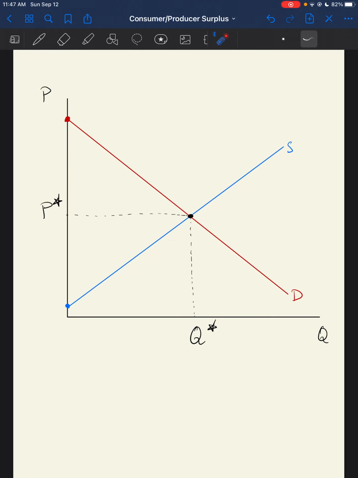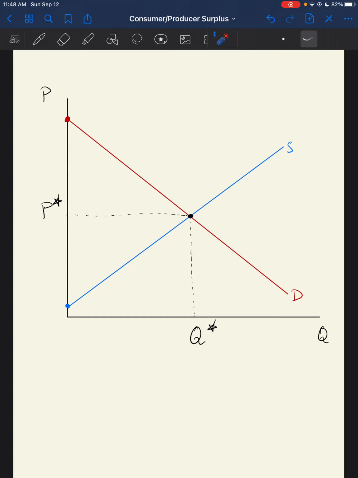Welcome back. So in the last video, we talked about supply and demand. We learned how to graph two equations, both our supply and demand equations. And we also learned how to solve for the market equilibrium by setting the quantity demanded equal to the quantity supplied. Okay. In this video, we want to talk about consumer and producer surplus.